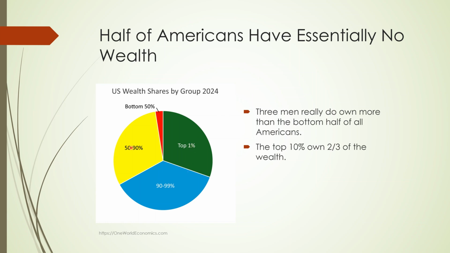The middle class here has about 1/3 of the wealth. Again, that's mostly in housing. And the bottom 50% owns virtually nothing.